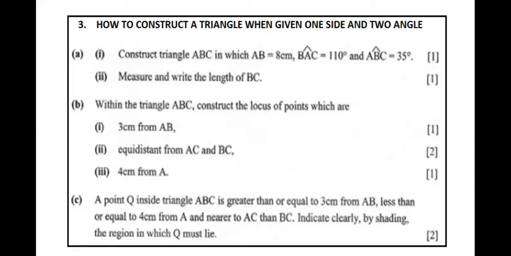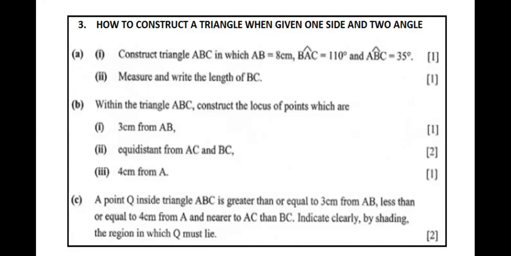And that is how such a question can be done. So question 3, I want to teach you how to construct a triangle when given one side and two angles. So the question reads, construct triangle ABC in which AB is equal to 8 centimeters, BAC is equal to 110 degrees, and ABC is equal to 35 degrees. Thereafter, measure and write the length of BC.